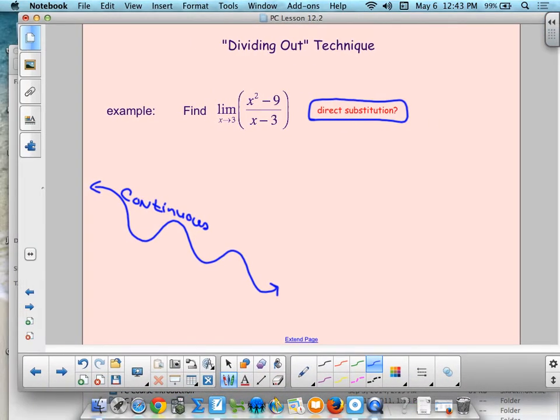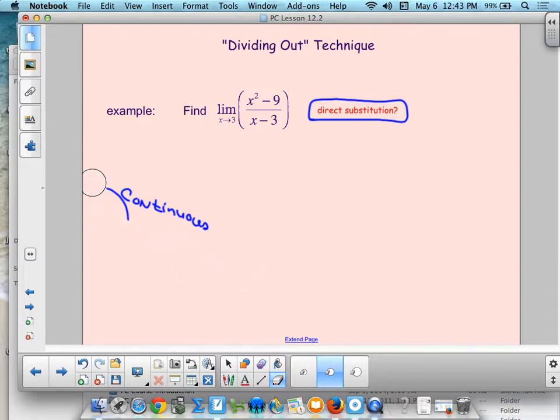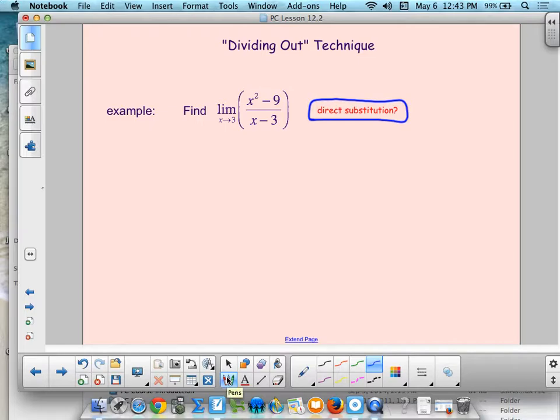Okay, here we go. Direct substitution is the way to go, because if you can get this to work, it's easy. So, what's the limit of this function as x approaches 3? Try it. Do your direct substitution. See what you get.